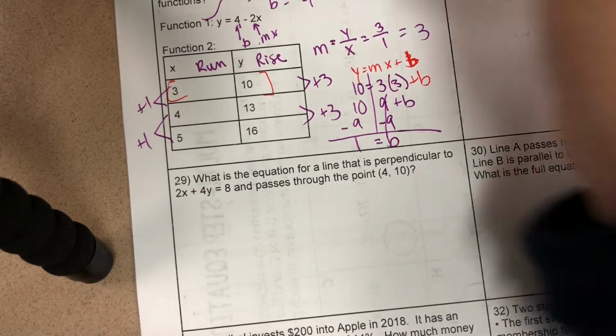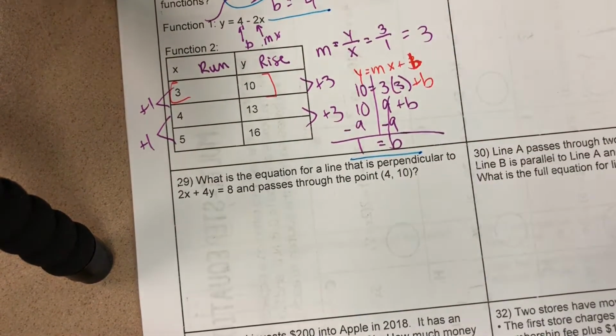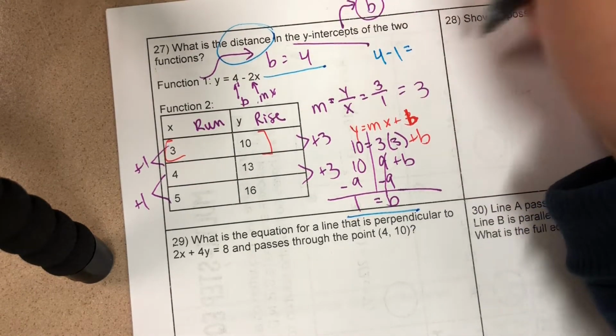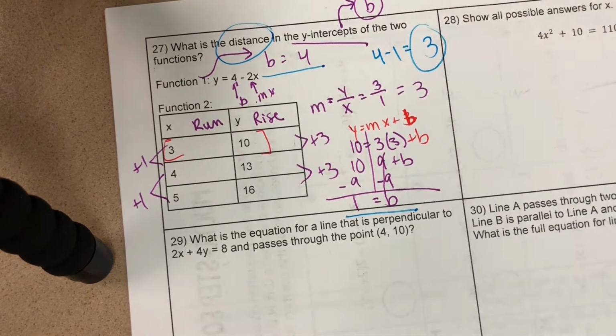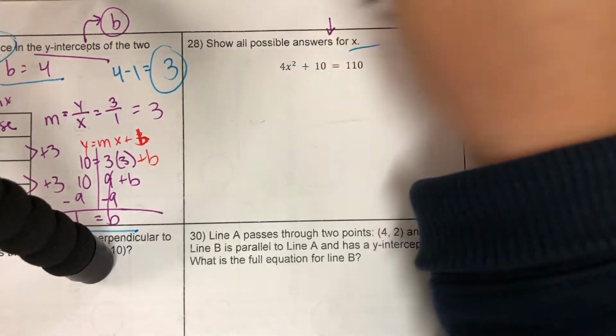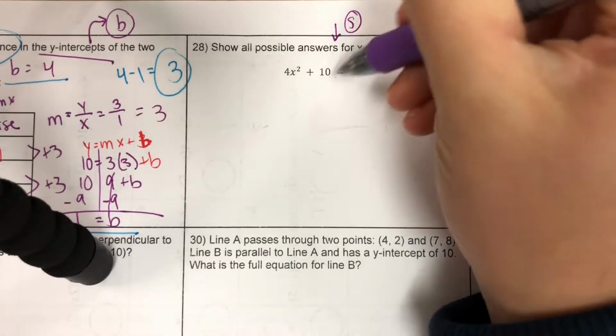Now I have to go compare the distance between them. I have b equals 4. I have b equals 1. So when I do that, 4 minus 1 is the difference. The difference is going to be 3. All right, show possible answers for x. That just means I'm solving for x, but this gives it away, possible answers, which means that there's probably more than one answer.